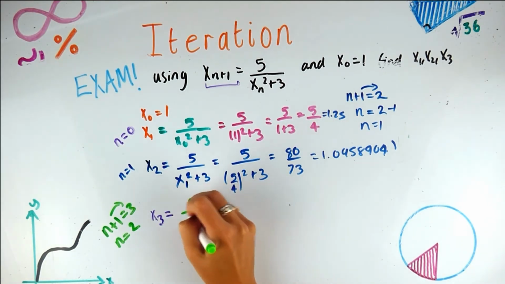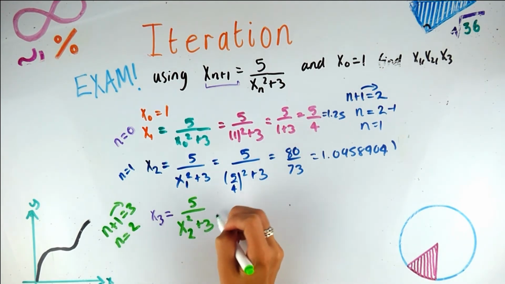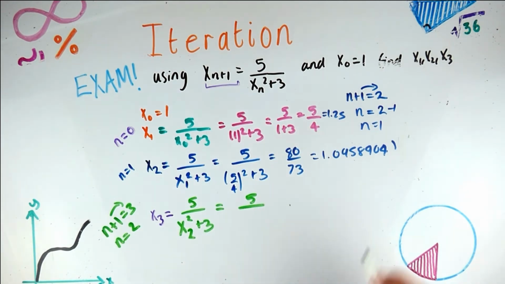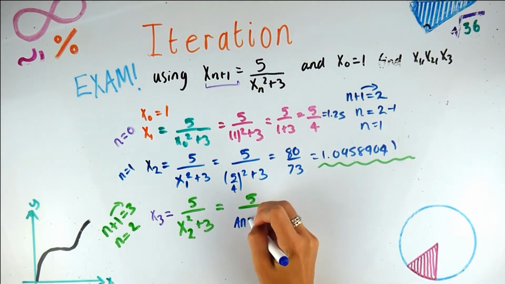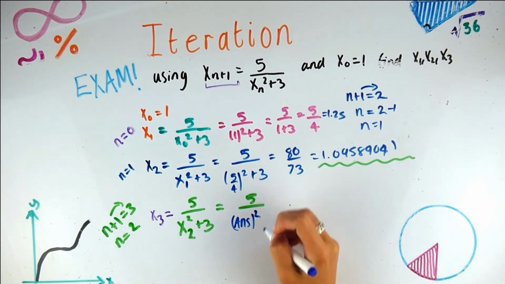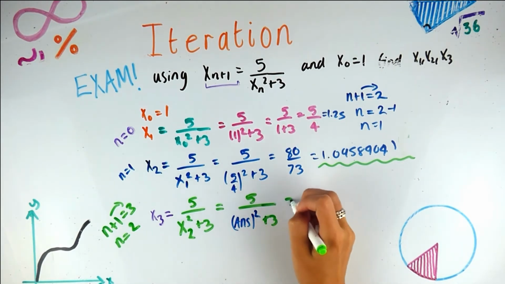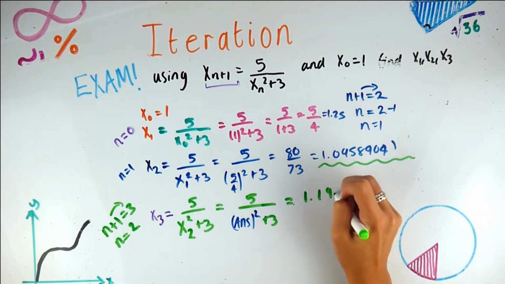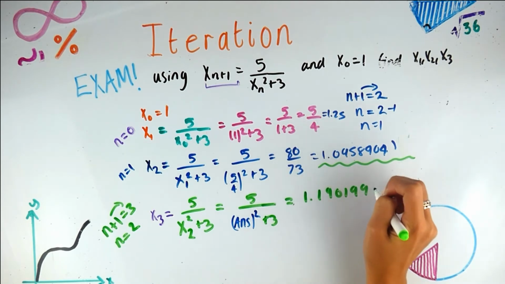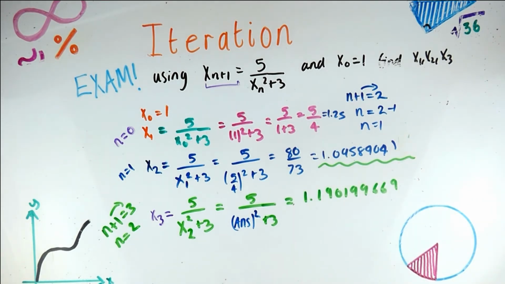So let's copy this out, so we're going to have x_n, but we know that's x2 squared plus 3. And we know what x2 is because we've just put it there, and as you can see it's very complicated, so make sure you put the exact answer in squared. So leave it on your calculator and put the exact answer in squared, otherwise you're going to have rounding issues. And the answer you get is 1.190199669. So that's how you do that type of question.